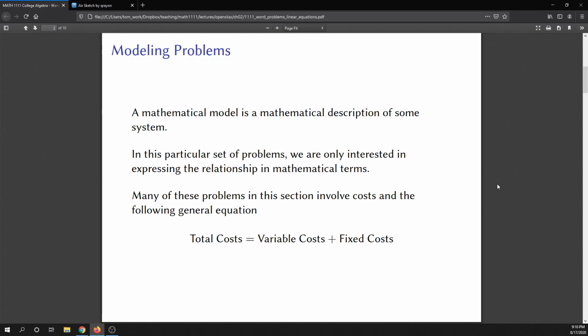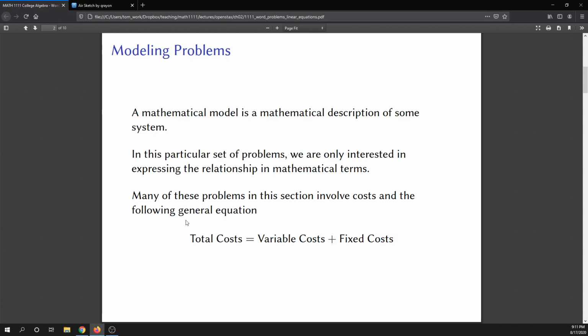There are some particular problems that we'll talk about in this section that you may not be familiar with, but the first couple that we'll look at follow this basic type of equation. A lot of these problems will involve the cost of some quantity, and a lot of times they'll involve some variable cost and fixed cost. Variable costs are costs that can change and increase, whereas a fixed cost stays the same.